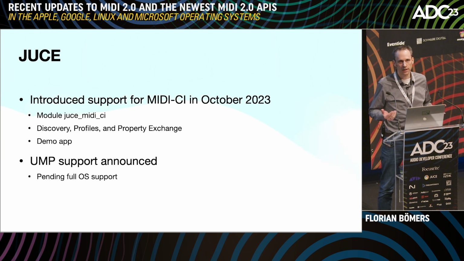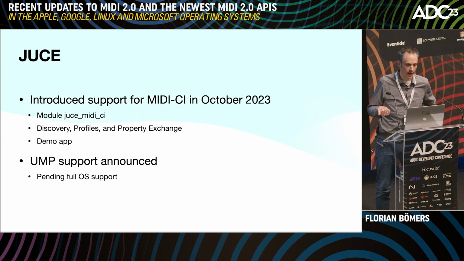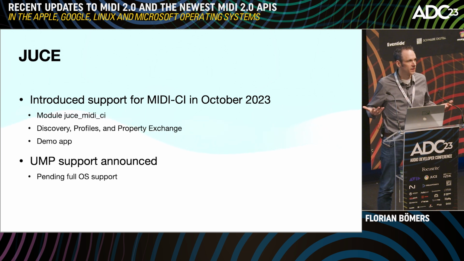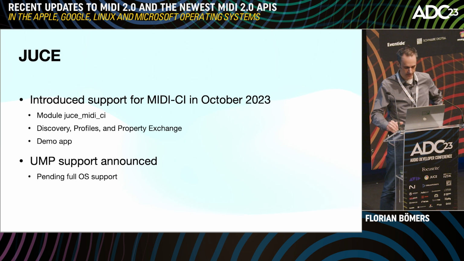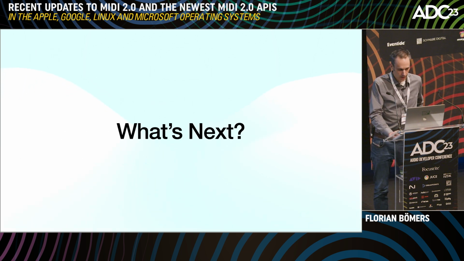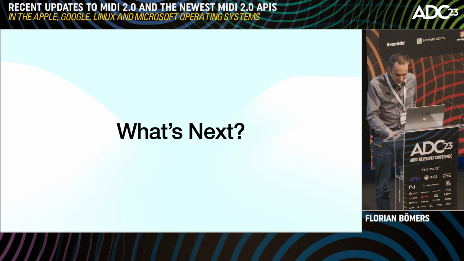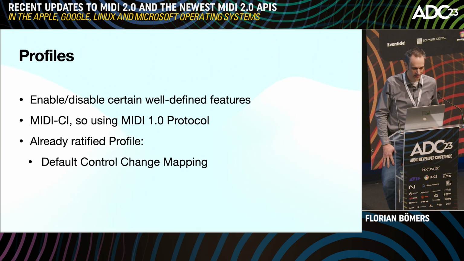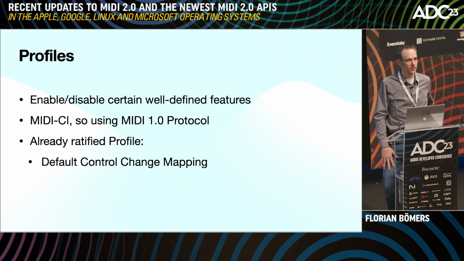because the rules are if you implement at least 2 MIDI CI features, you can already say it's a MIDI 2 device. So you can add UMP support later, but MIDI CI already qualifies as a MIDI 2 device. So what's coming up? The MIDI Association is still very busy developing new specifications. In particular, there are a lot of profiles being worked on.